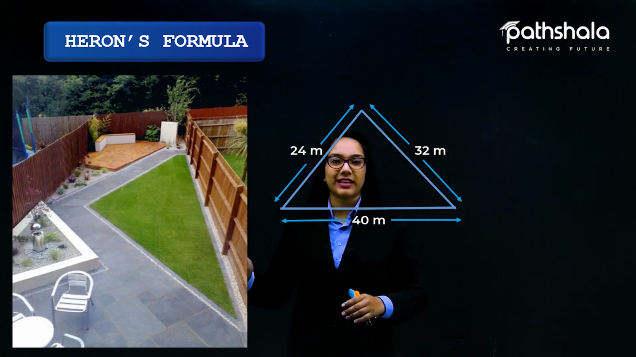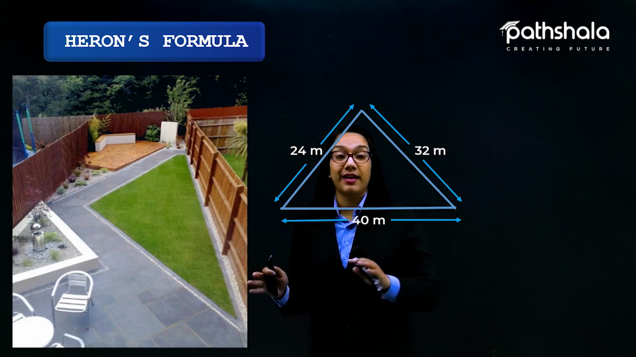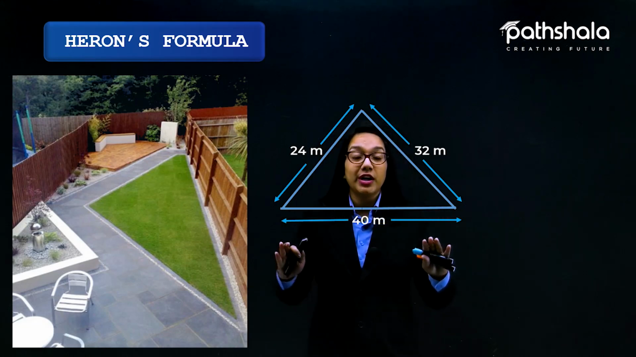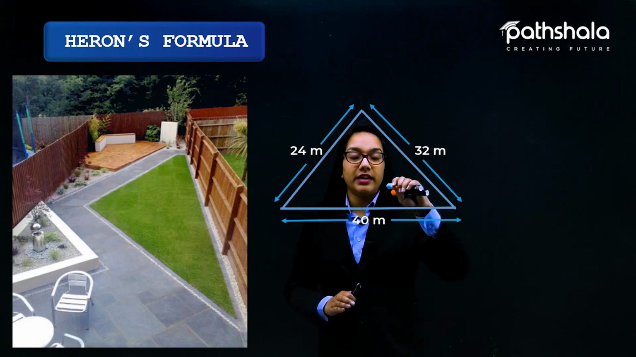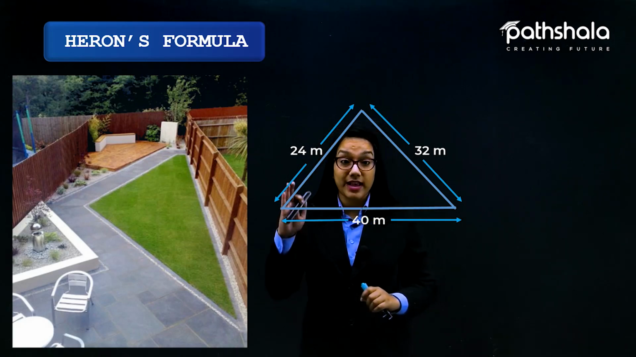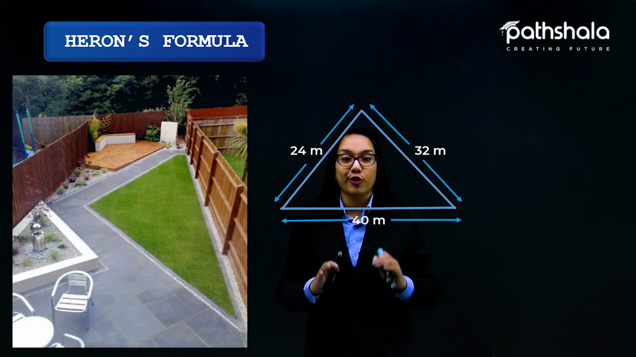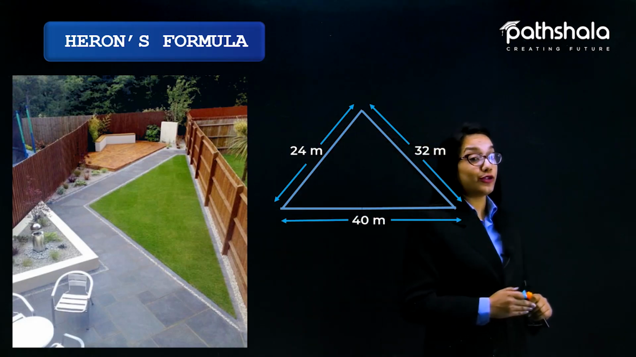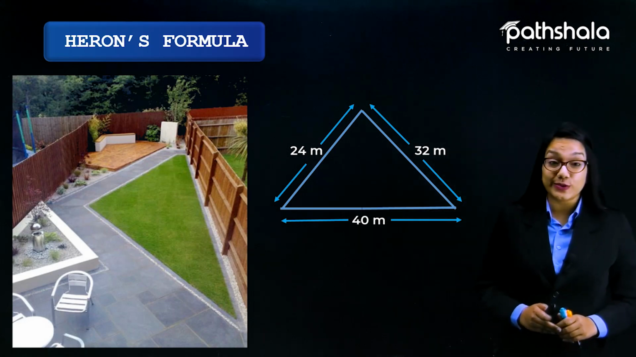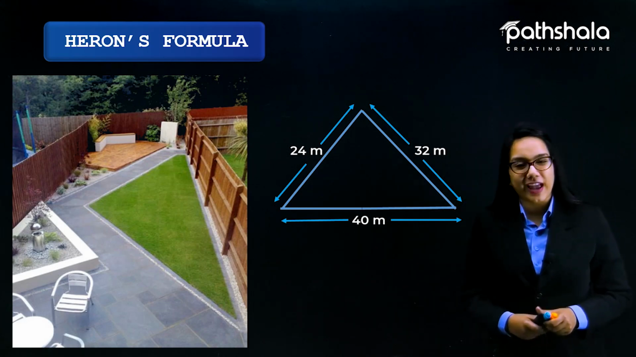As you can see, this is my triangular garden, and I am just making a triangle over here. Let us suppose this is my triangular garden, and its sides are given to us as 24 meter, 32 meter and 40 meter. Now, if I wanted to find out the area of this particular triangle using Heron's formula, how can we calculate it?